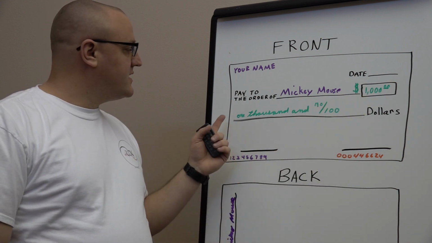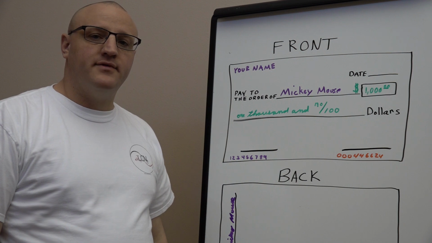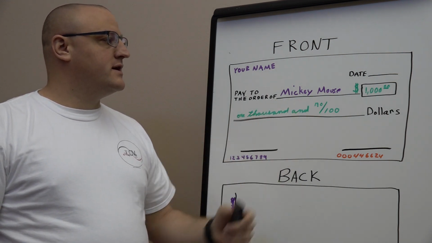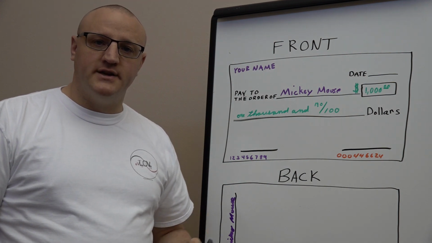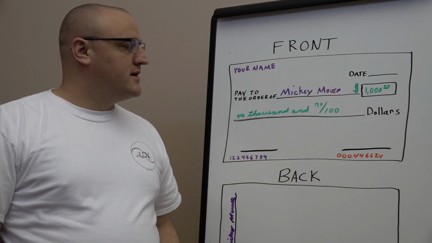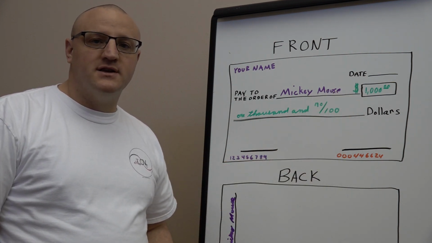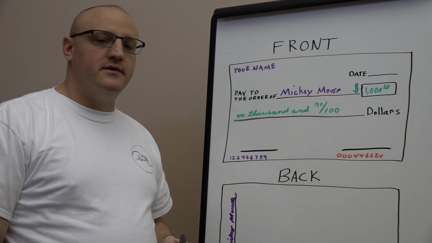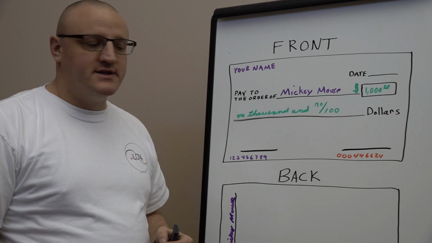Then you have a line below it, and that's where you would write out the amount. In this case, it's 1,000, and the no 100s means that there's no change. So if I was paying Mickey $1,000.99, I'd put 99 over 100. That indicates the cents when you write it out.